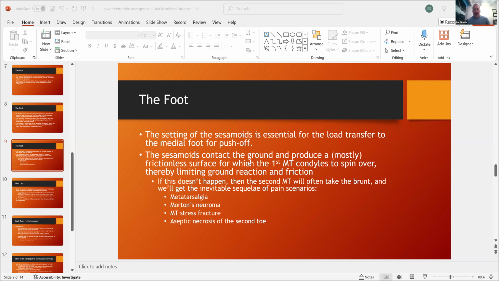And the capsular pattern of the first MTP is the loss of extension, right? So it's almost a self-perpetuating problem at that point, because now if you can't get adequate toe extension, you have no choice but to externally rotate the foot and roll over the medial side of the first metatarsal head. So again, that snowball effect.